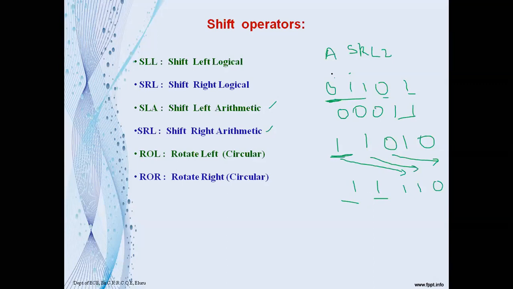So I hope you can understand this. In the first example you have MSB bit 0, so you have filled with the 0. In the second example you have MSB bit 1, so you are filling the vacated bits with the 1 here. So that is the shift right arithmetic.